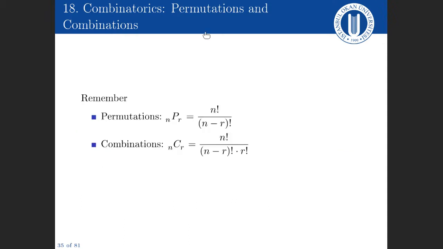So let's recap. We have permutations and combinations. For permutations, the formula is n factorial divided by n minus r factorial. For combinations, the formula is almost the same, except we have this extra r factorial term.